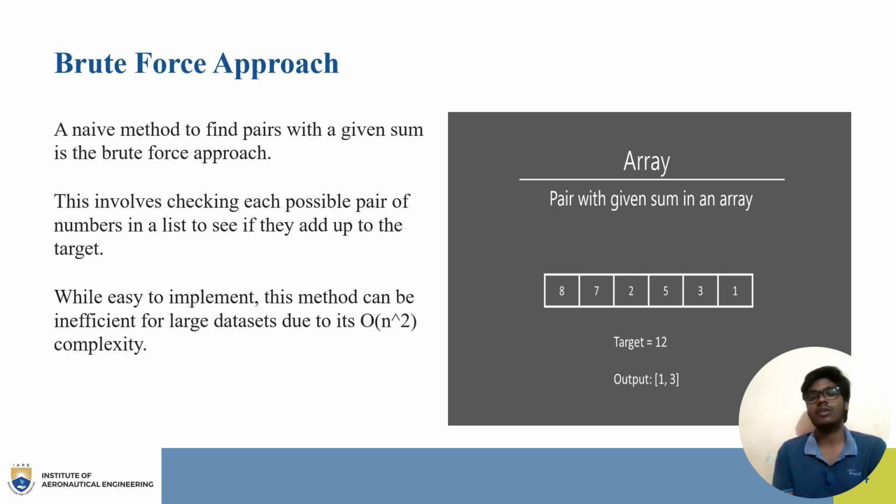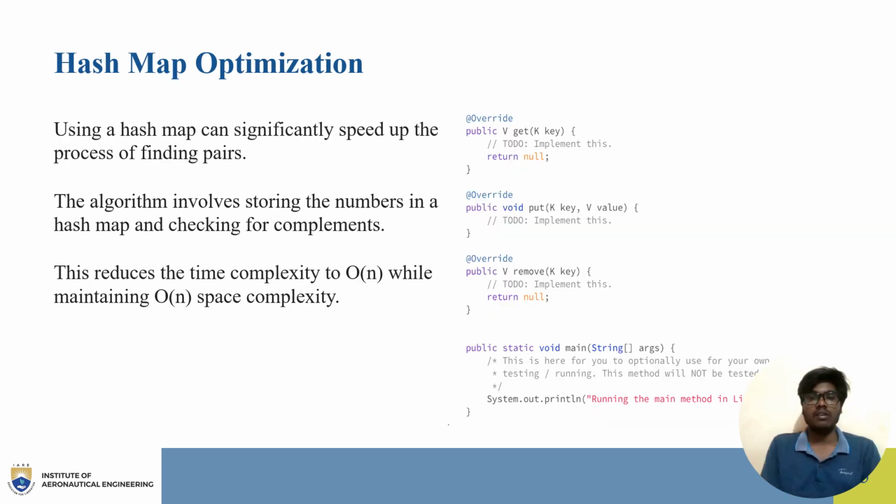Here we have an array 8, 7, 2, 5, 3, and 1, and the target is 12. By adding two numbers we get 12, and this is solved by the brute force approach. Here, 8 plus 5 gives 13, 8 plus 7 gives 15, and 8 plus 2 gives 10. By adding these we are not getting the sum of 12. So by eliminating these, we can find the pair with sum 12. This is the brute force approach.